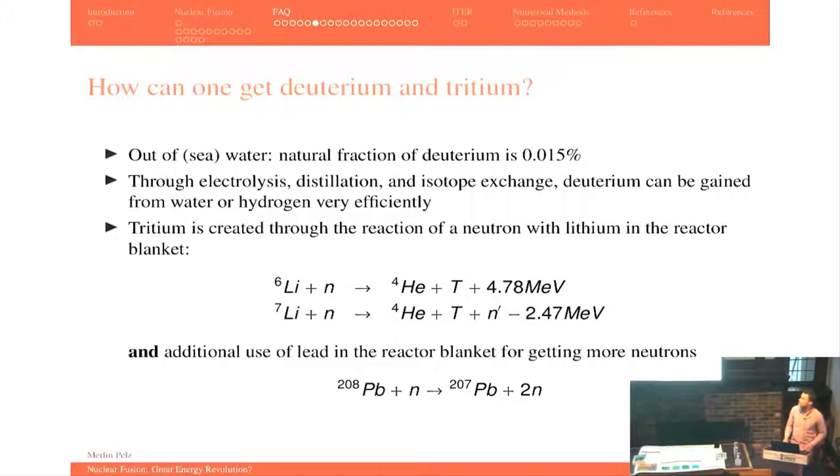Okay. Then tritium is being created through the reaction of a neutron with lithium in the reactor blanket. The reactor blanket is inside the tokamak, and here there's lead and there's lithium. Through this lithium plus neutron reaction, and we see that the neutron is speeding around because it's the product of the deuterium-tritium reaction itself, it creates the 4-helium and the tritium, and we don't worry so much about the minus 2.47 mega electron volt. This is how tritium is being obtained. And additionally, we get additional neutrons speeding around and hitting the nuclei with this reactor blanket reaction with lead.